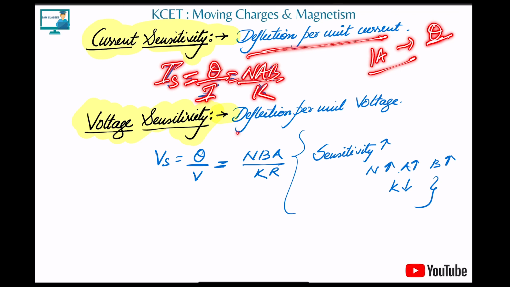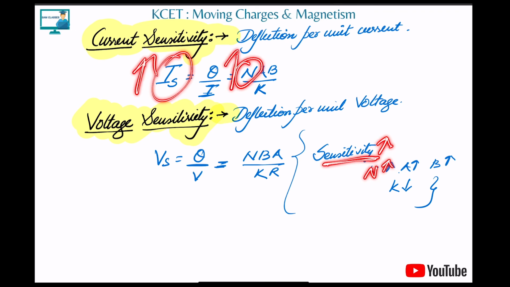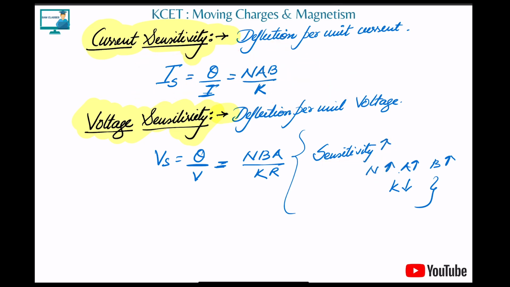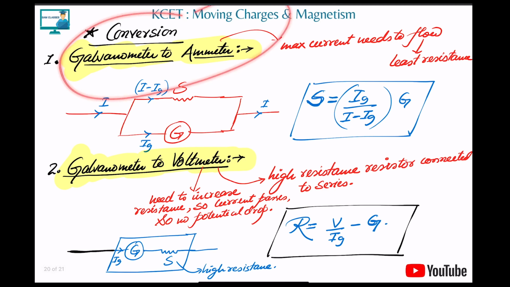That's it. Now what about voltage sensitivity? Same thing, deflection per unit voltage. So Vs is θ/V, and that is equal to NBA/Kr. Clear? So if I want to increase the sensitivity, what will happen? N will increase, very simple, because it is directly proportional. A will also increase, B will also increase, K will decrease. So you should know this formula so that when it comes directly in KCET questions, you can solve it.